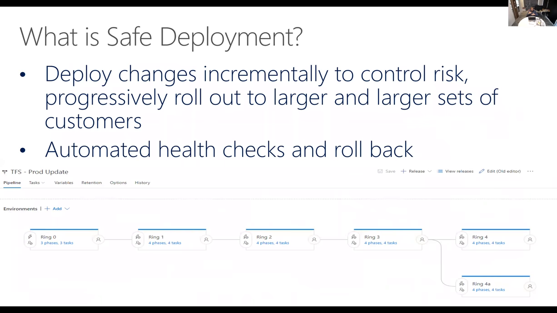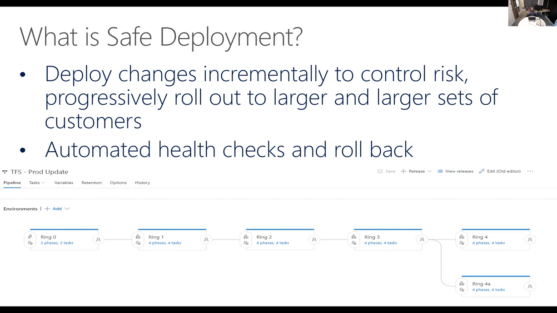not redundant mechanisms. So in our system, we have five rings, what we call ring zero, ring one, ring two, ring three, and then, well, ring four and 4A. I won't go into the details of why there's four and 4A, but there are two sets of instances that deploy in parallel in ring four.